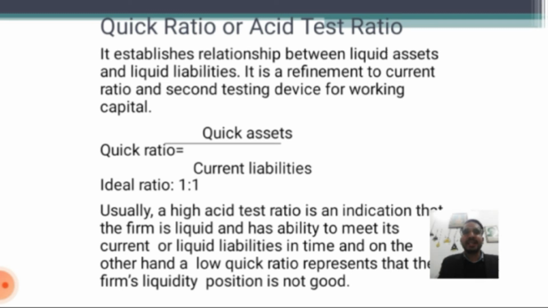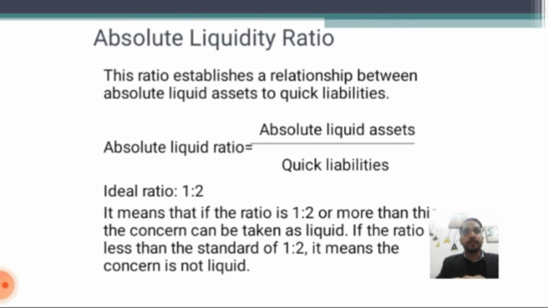Usually a high acid test ratio is an indicator that the firm is liquid and has the ability to meet its current and liquid liabilities in time. On the other hand, a low quick ratio represents that the firm's liquidity position is not good.